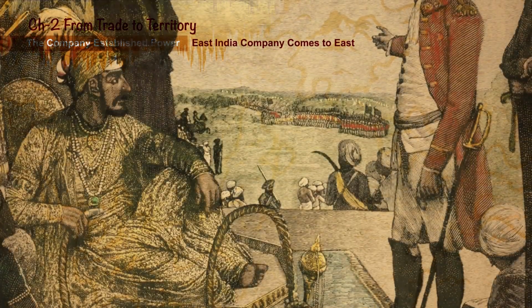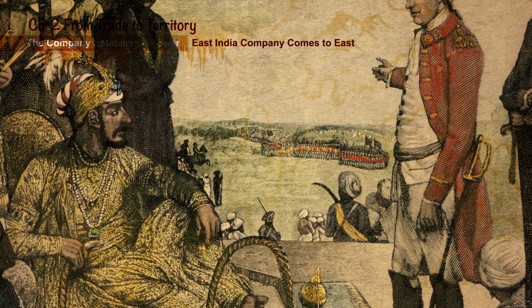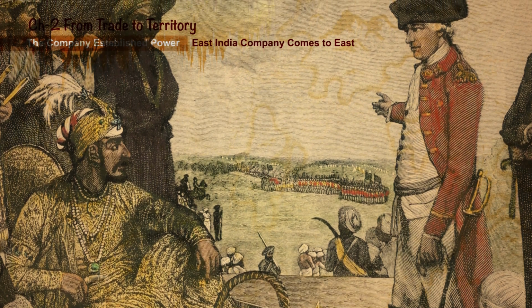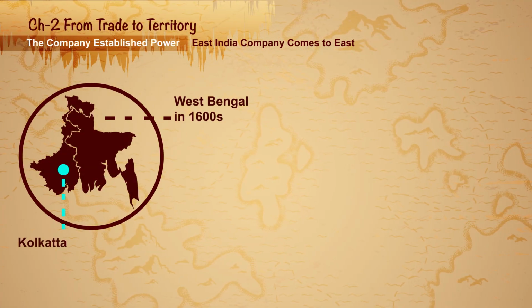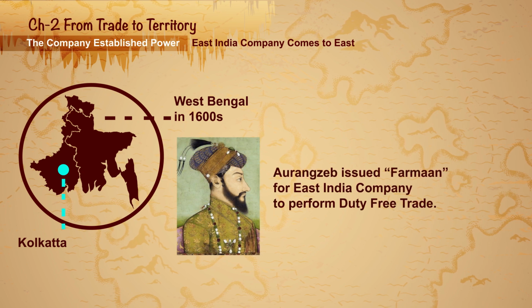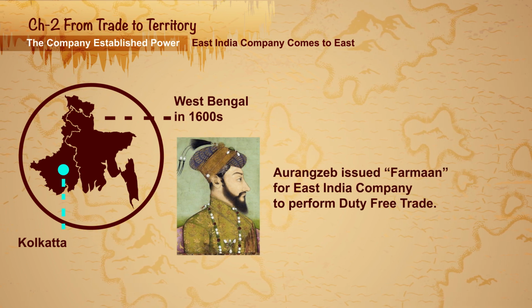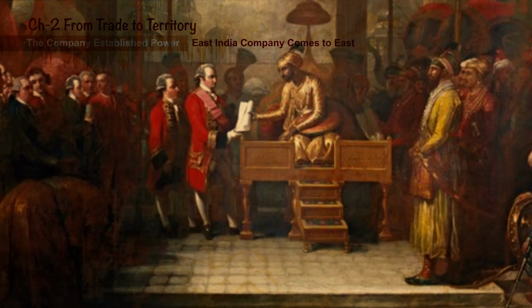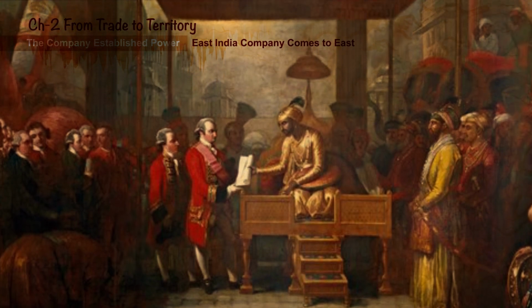As the trade started to expand, the company bribed Mughal emperors for granting them the zamindari rights over 3 villages. One of the villages was Kalikata, which is called Kolkata today. They persuaded Aurangzeb by asking him to issue a farman to let them perform duty-free trade across the 3 villages. However, the other traders who were performing private trades had to pay the duty.